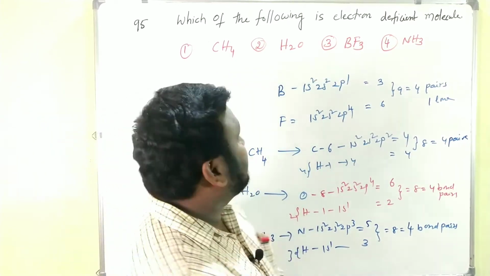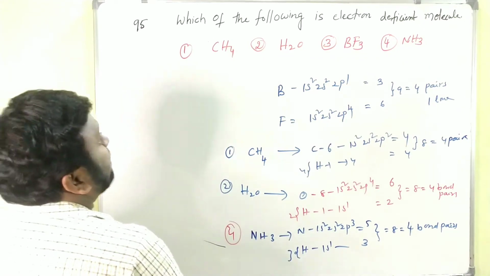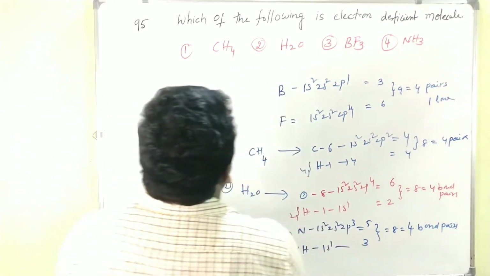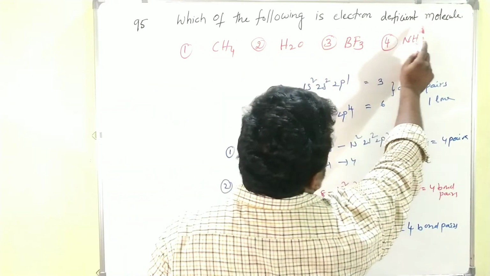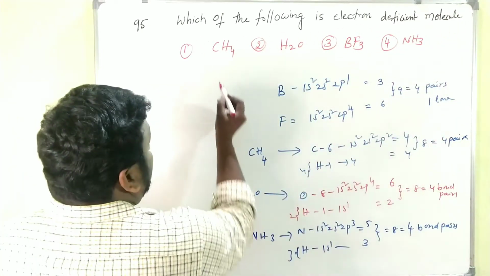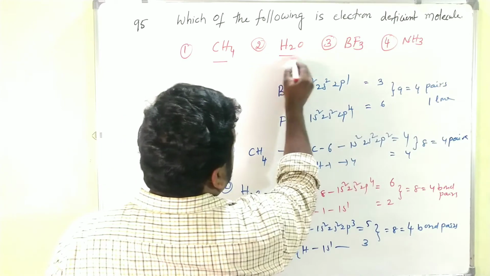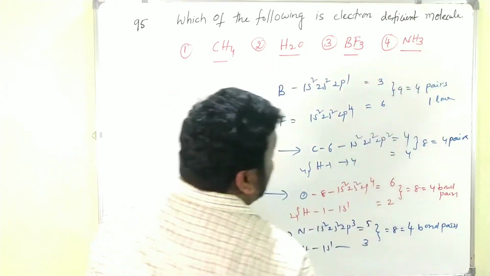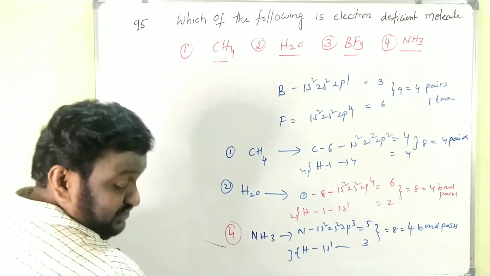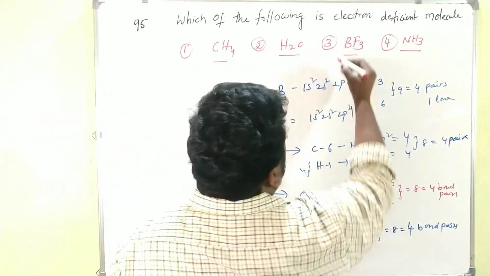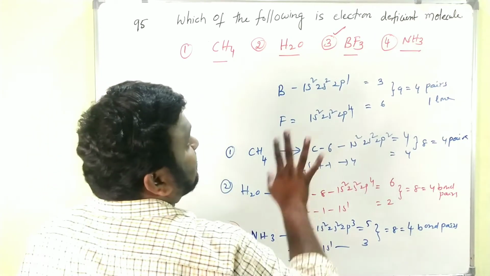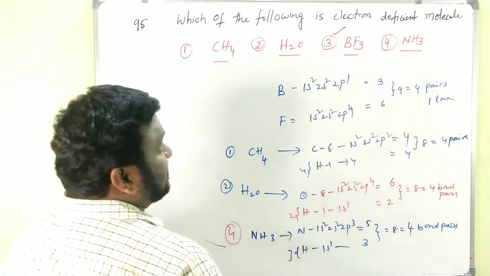There is one question. Question number 95. Which of the following is an electron deficient molecule? CH4 is the first option, H2O second option, BF3 third option, and the fourth one is NH3. Among these four, the third is the right answer. BF3 is the electron deficient molecule. Why is it a deficient molecule?